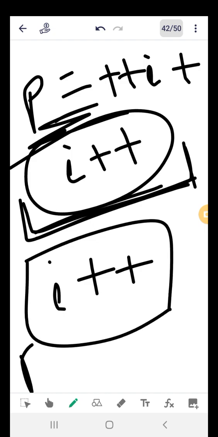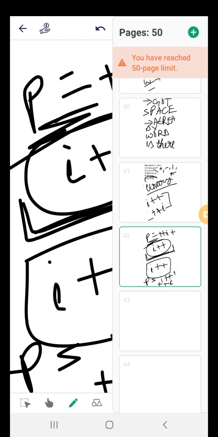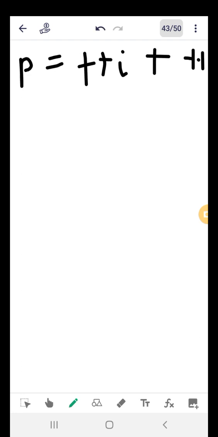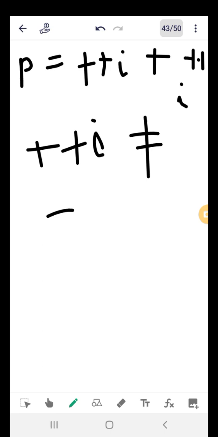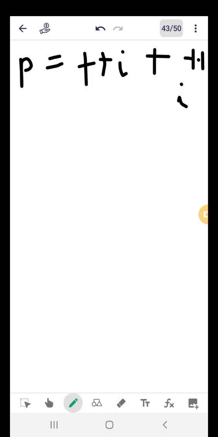But if I write, for example, P equals I plus plus, then plus plus I, if I am writing like this, it will differ. If I write it in an expression, for example, P equals plus plus I, plus plus plus I, then plus plus I is not equal to I plus plus. Both are different. Why or how? Let me show you how it's different.